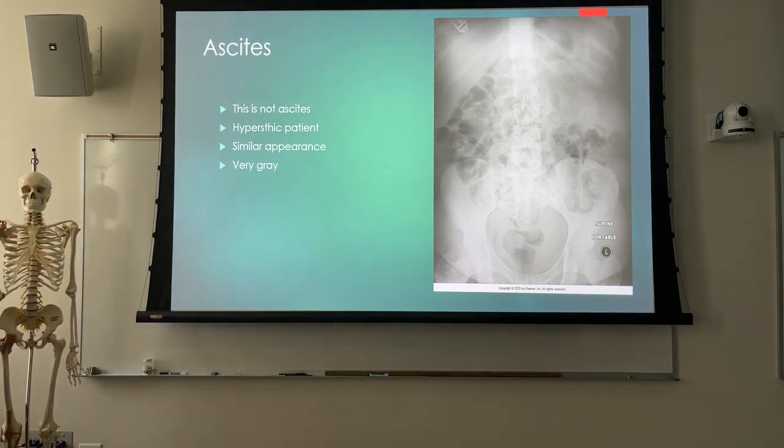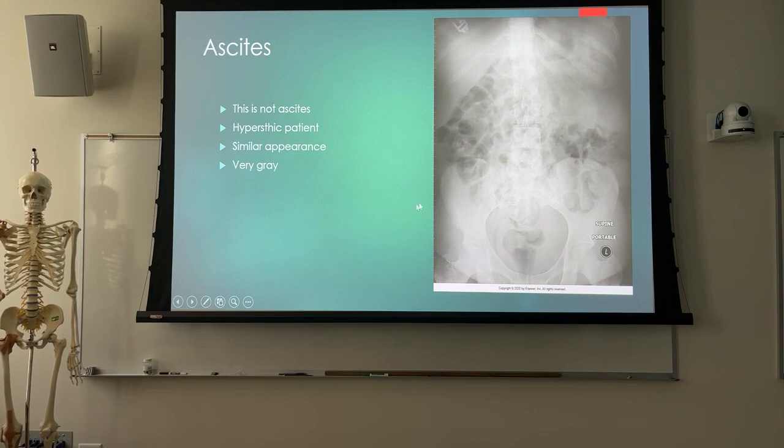So what that's going to give us is, because of the amount of water you're shooting through, it's going to reduce your contrast. The overall appearance of your image is going to come out kind of foggy looking, much like what you would see with a hypersthenic patient. That's what we're looking at here. This patient does not have ascites. That's just a belly roll. Okay, so it's a hypersthenic patient.